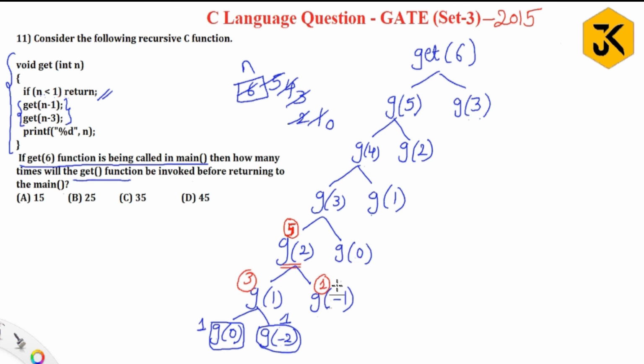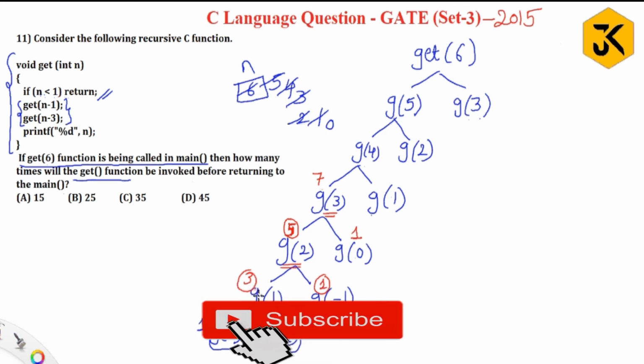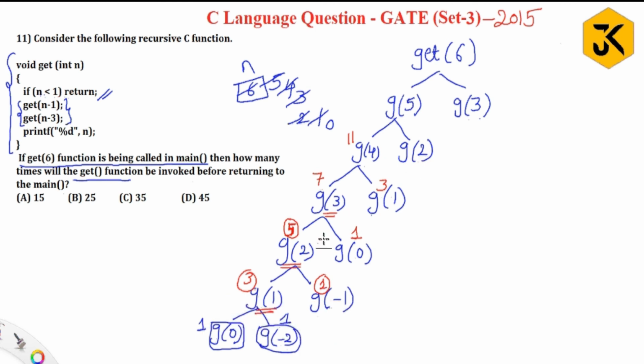Now get of 0, how many times is it called? Get of 0 only one time. Now 5 plus 1 is 6, 6 plus 1 is 7. So for get of 3 to execute, it calls completely 7 times. Now get of 1 executes how many times? If get of 1 wants to complete this process, it needs 3 calls. Total 7 plus 3 is 10, 10 plus 1 for get of 4, total 11 times. Now for get of 2 to complete, it has to call 5 times. So 11 plus 5 is 16, 16 plus 1 is 17.